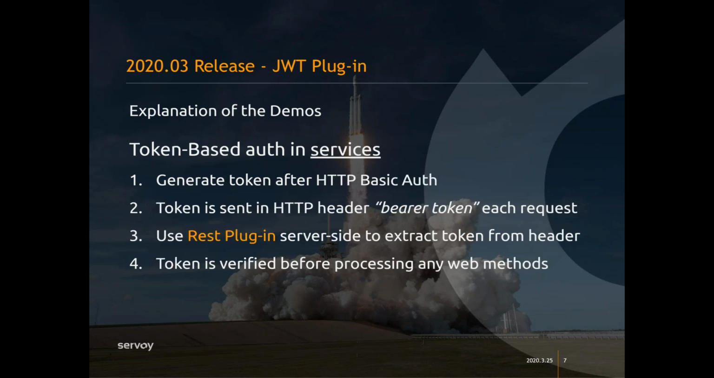The second example, I showed how to do token-based authentication for web services. It's kind of the same flow, except it's not a user using an application, but instead it's an HTTP client. The first thing they do is authenticate with username and password, and then they get a token, and then they keep the token in the client application and submit it with subsequent requests. In this case, I used our REST plugin to extract it from the header and then verify the token using the JWT plugin.